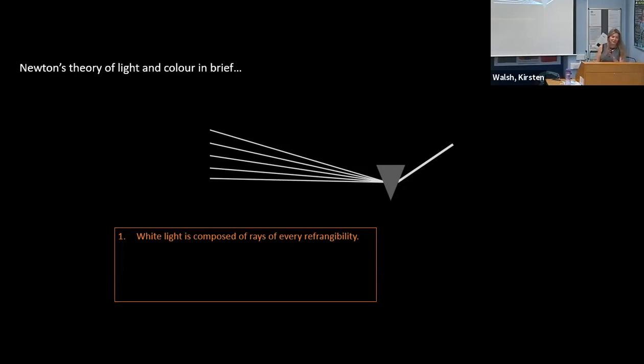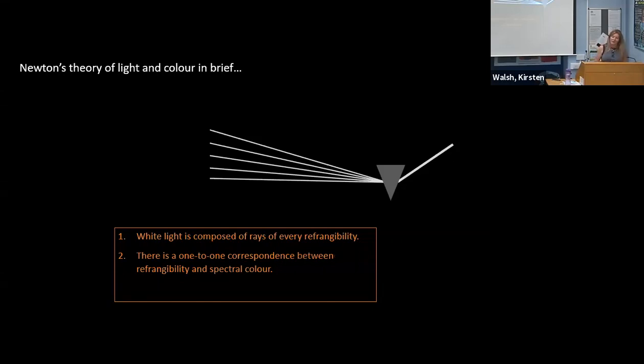And what Newton noticed was that the light tended to elongate. If that light had just passed straight through onto a screen, it would have been circular in shape. But what Newton encountered was a kind of elongated circle, an oblong. And so he realized that white light is composed of rays of every refrangibility. Each of these rays has a different disposition to refract. It refracts to a different degree, and so they separate out as they pass through the prism.